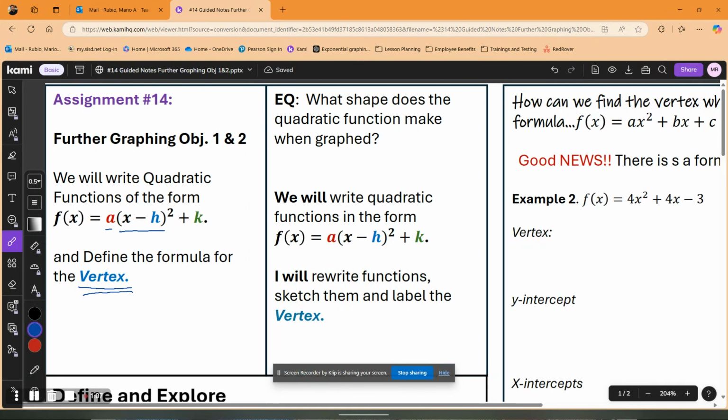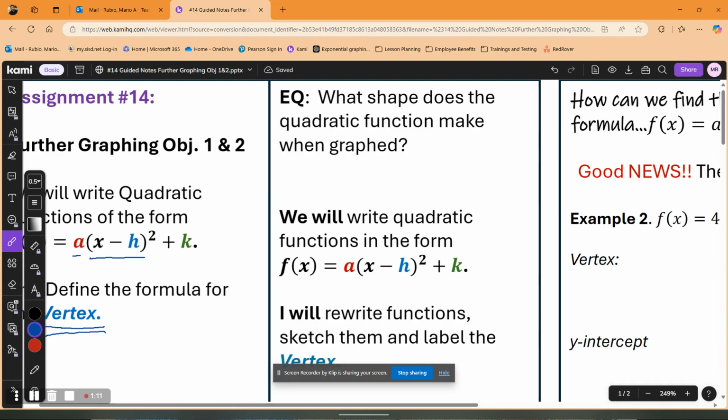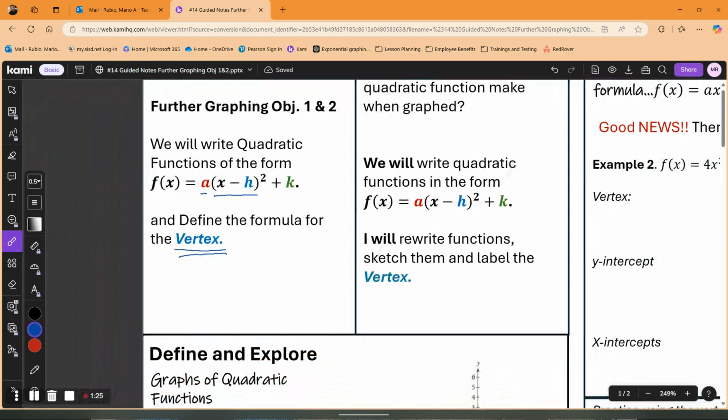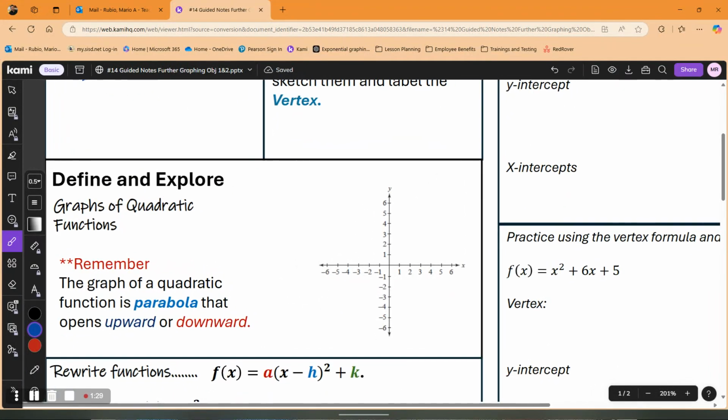The question we should be asking ourselves is, what shape does a quadratic function make when graphed? And we will write quadratic functions in the form f of x equals a times (x minus h) squared plus k. You all are going to rewrite functions and then sketch them and label the vertex. So let's take a look at the definitions and explore some graphs of quadratic functions.